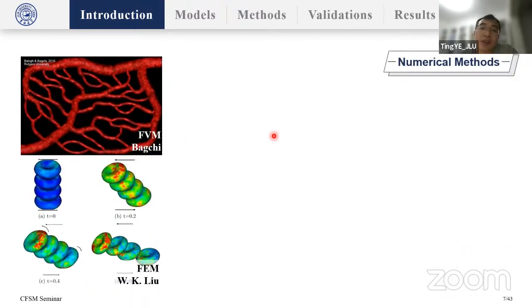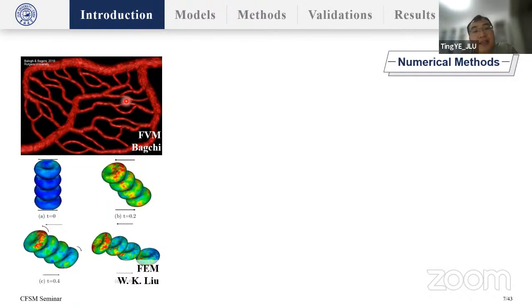There are a lot of methods used to simulate the cellular blood flow. They are broadly classified into 3 groups: mass-based, particle-based, and hybrid methods. Here I show some examples. The mass-based methods mainly include finite difference, finite volume, and finite element methods, as shown in these 2 figures.